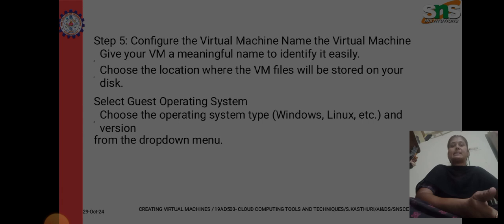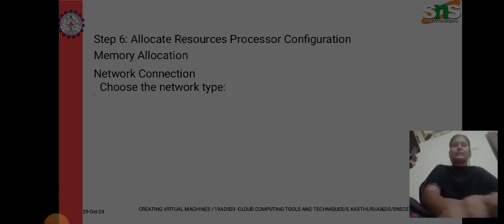So the next step is allocate the resources. So we have to allocate processor, memory and network connection. In processor configuration, specify the number of processor cores to allocate to the VM. More cores can improve performance. Memory allocation. Set the amount of RAM for the VM. A general guideline is to allocate at least 2 GB for a modern OS, but it depends on the OS and applications we plan to run.